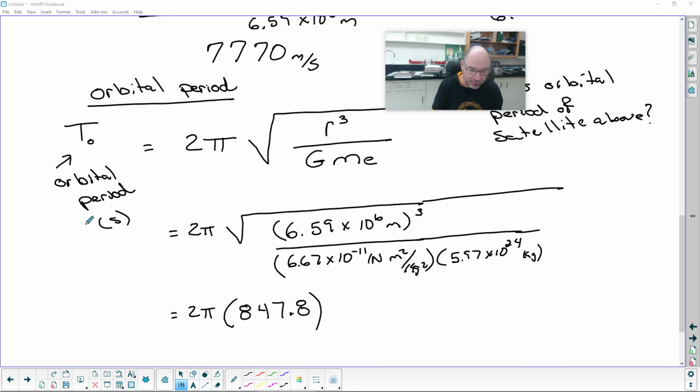So I'm going to go times 2 pi. Times 2. And where's my pi button on this calculator? There it is, but how do I get to it here? Shift pi equal. Okay, so after I do that, I get the orbital period at about 5,000, and we're going, again, 3 significant figures, so 5,330 seconds.